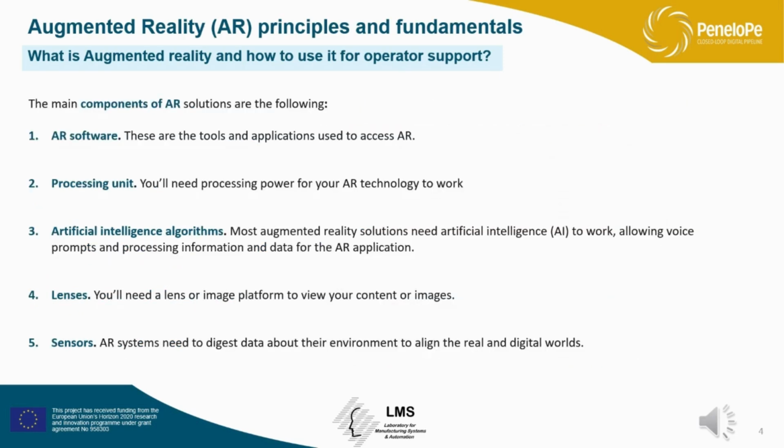The main components of augmented reality solutions are the following five. The first one is the AR software, meaning all the tools and applications used to access augmented reality. Then, we need the processing unit to provide the power for the AR technologies to work. After that, we need to develop artificial intelligence algorithms for our augmented reality solutions in order to allow voice prompts and processing information and data for the AR application.